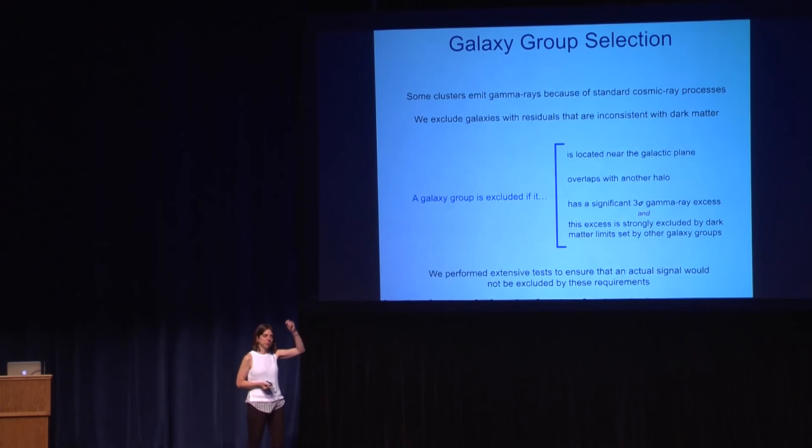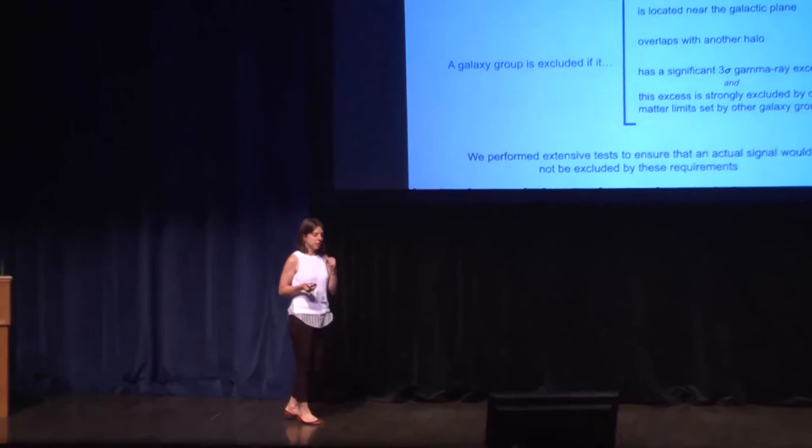But a lot of these clusters, you'd actually expect to have standard emission from cosmic ray processes. And so we have a selection criteria that we apply that is essentially trying to find galaxies that have residuals that are inconsistent with dark matter, which can sound scary when I say it like that right off the bat. But essentially, it's not, because we gain from the fact that we're starting from 1,000 of these galaxy groups. So we know roughly, we're trying to find which ones of these have residuals that are completely inconsistent with everything else that's there, where we know that all of these should be really bright dark matter emitters.